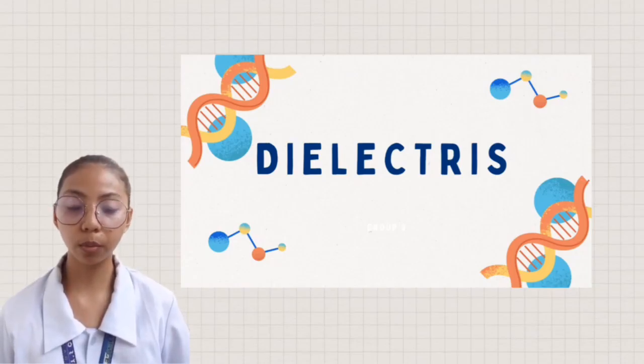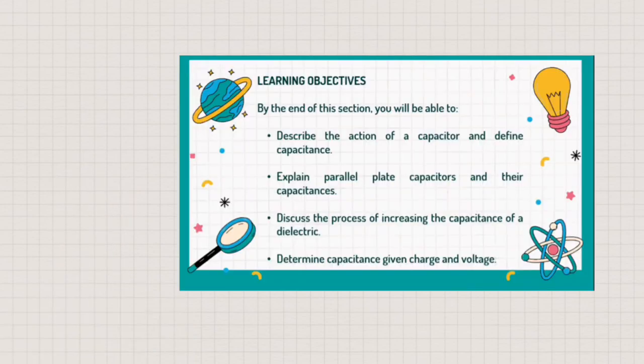Good morning, everyone. We are Group 3, and our topic for this presentation is all about dielectrics. By the end of this section, you will be able to describe the action of a capacitor and define capacitance, and explain parallel plate capacitors and their capacitance. Discuss the process of increasing the capacitance of a dielectric, and determine the capacitance given by charge and voltage.